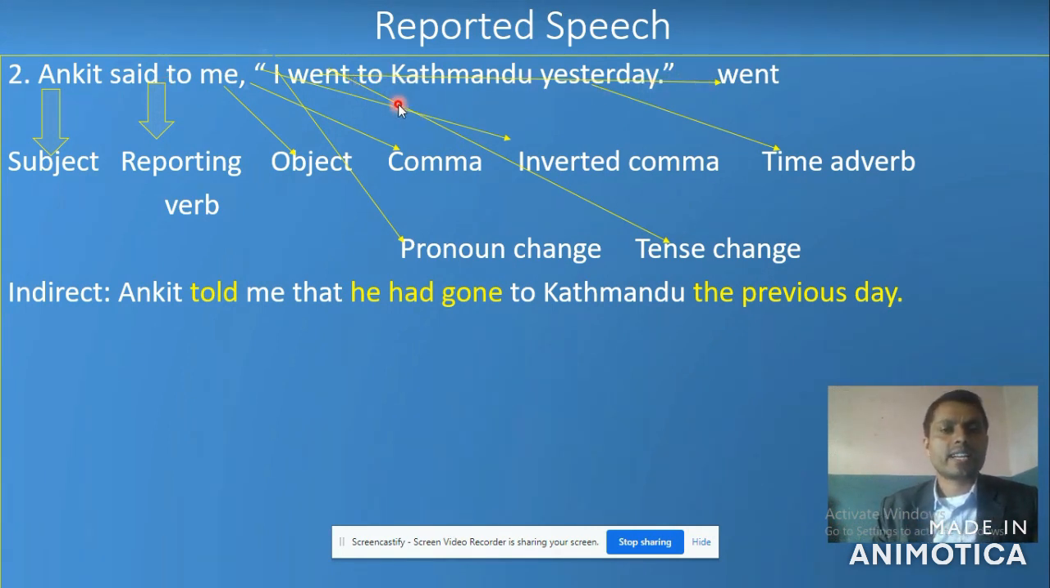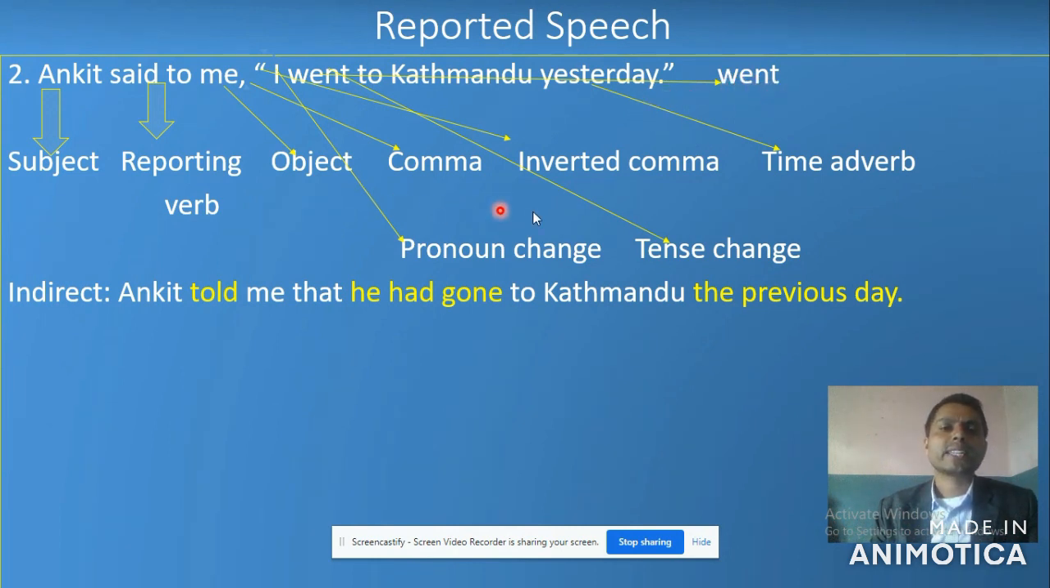And the next one here, you can see the pronoun must change while changing to indirect speech, right? Then you have to change its tense, went changes into another tense, and here yesterday, the time expression, must also be changed into indirect speech, right? So this went is what? This went is the reported verb, okay. This said to is the reporting verb, okay.